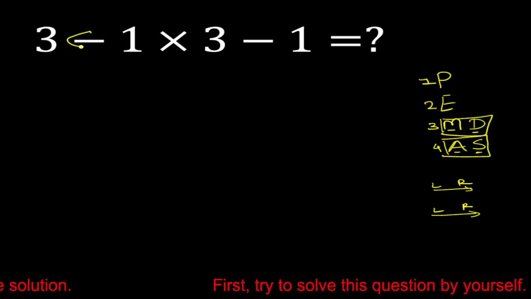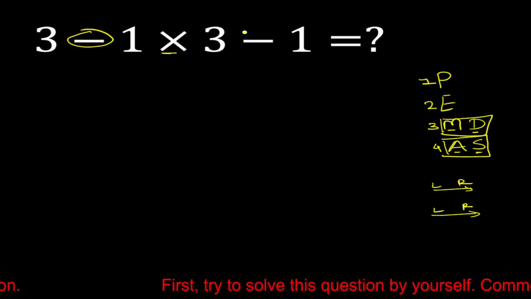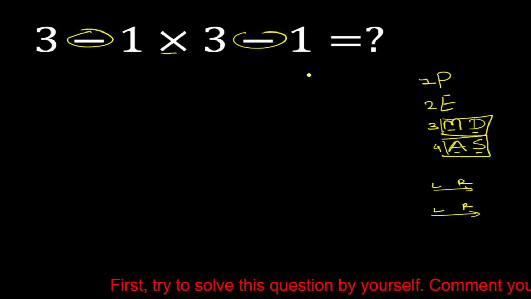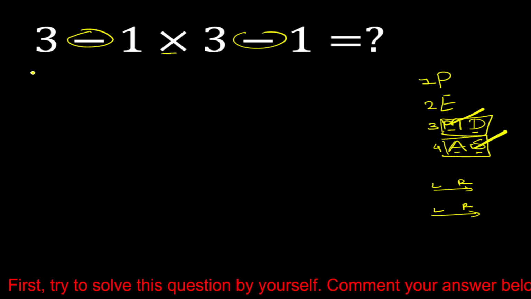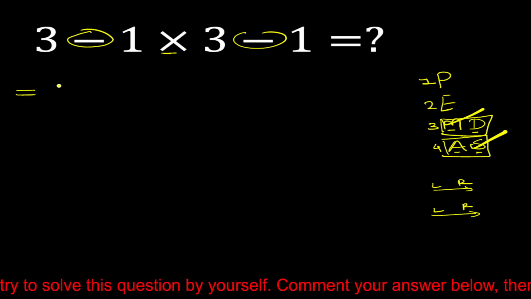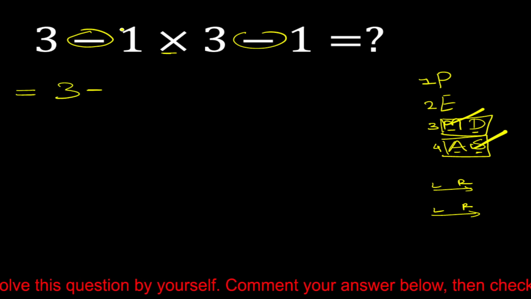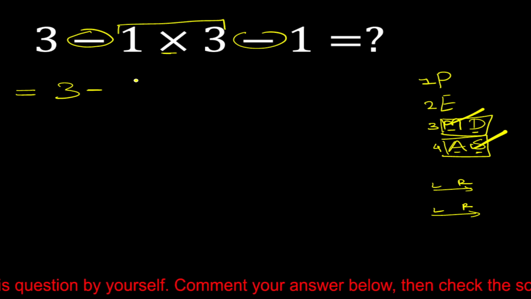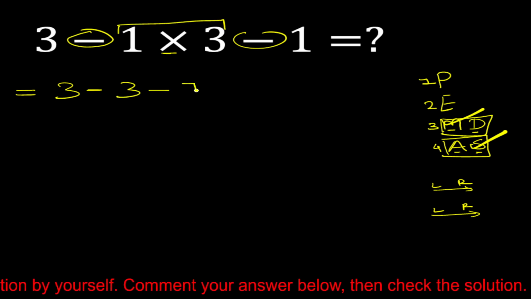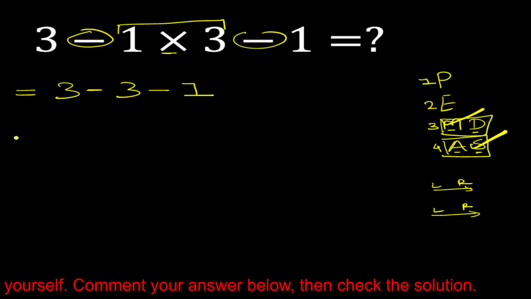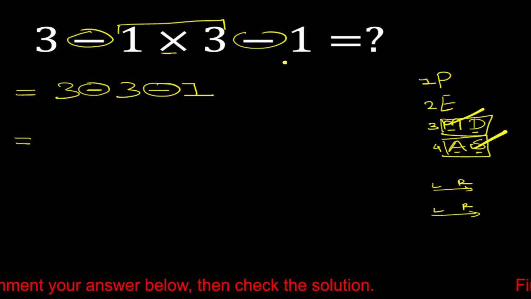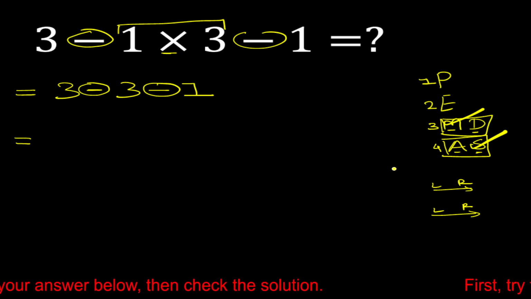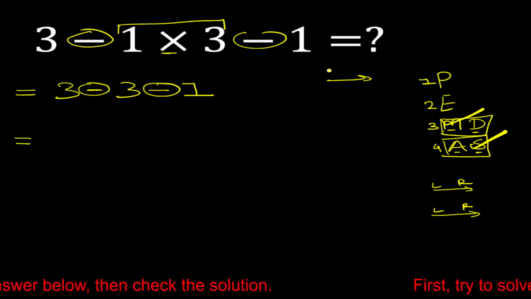So in this question, here is one subtraction, here is one multiplication, and here is one subtraction. So according to the PEMDAS rule, first priority is multiplication, then we have to solve subtraction. So is equal to 3 minus, now 1 multiply 3 is equal to 3 minus 1, is equal to, now here is one subtraction and here is one subtraction. Both have equal priority, so we have to solve it from left to right, okay.